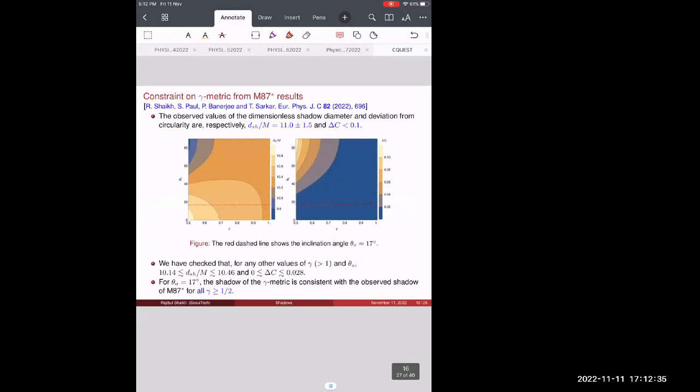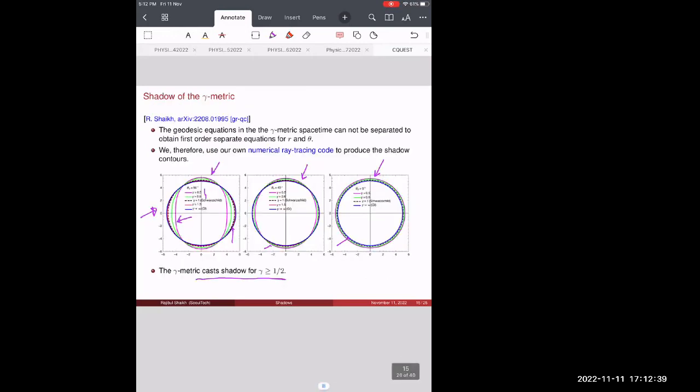I'm sorry, I have one question on the previous page. Here the equation of motion cannot be separated, which means that you could not obtain the Carter's constant. Yes, that means we can find out.